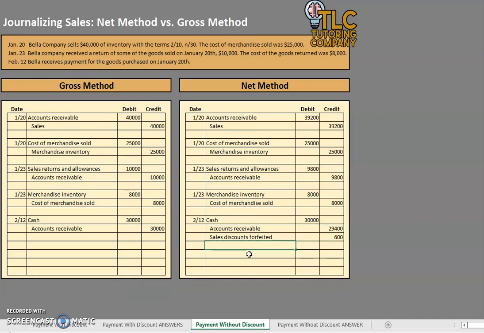So it really does depend on a few things when you're using these two, or when you're analyzing your sales journal entries. One, are we using the gross method or the net method? And two, did they pay within the discount period or outside of the discount period?